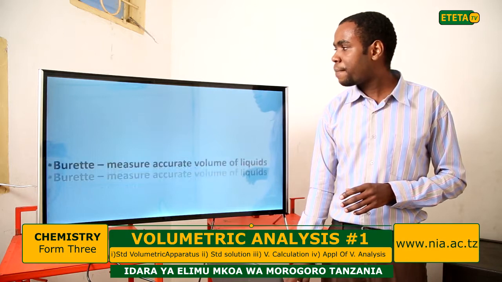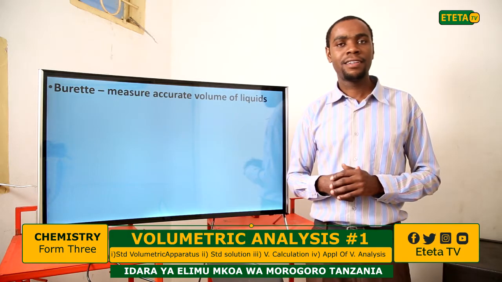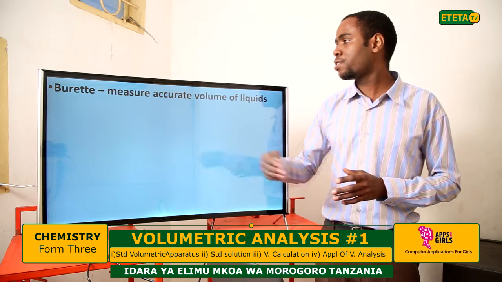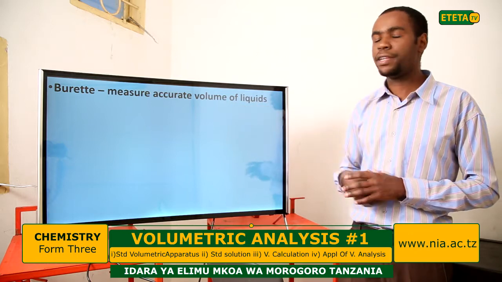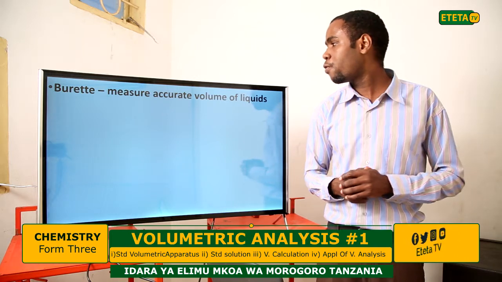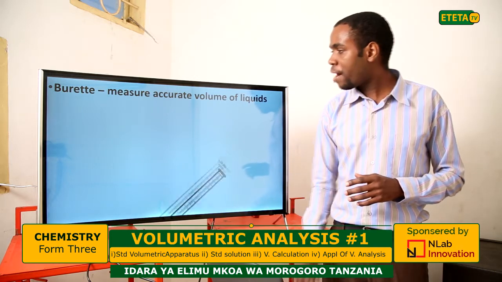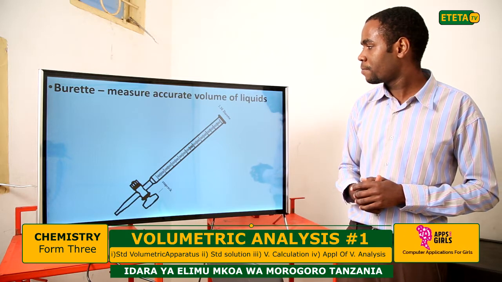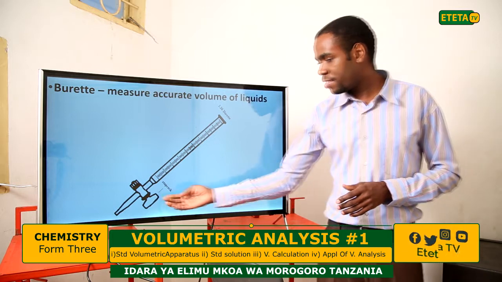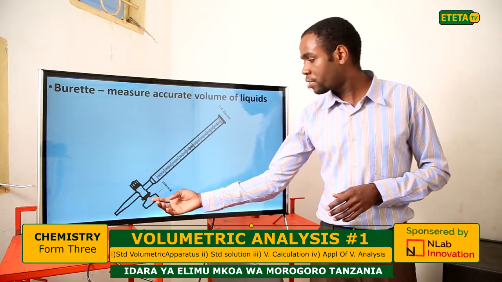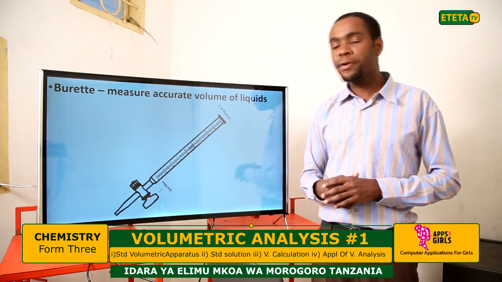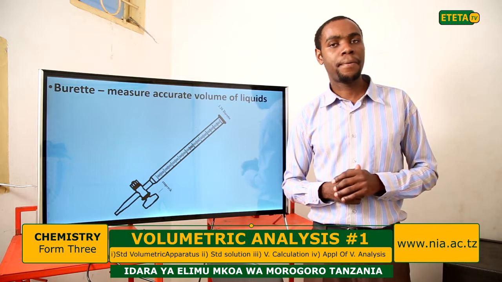Now, the second apparatus is called the burette. Burette is also used in volumetric analysis. It is used to measure an accurate volume of liquid. And here we have a diagram of the burette. As you see in this diagram, there is a stopcock here. The function of this stopcock is to allow the liquid inside the burette to move out during the titration process.